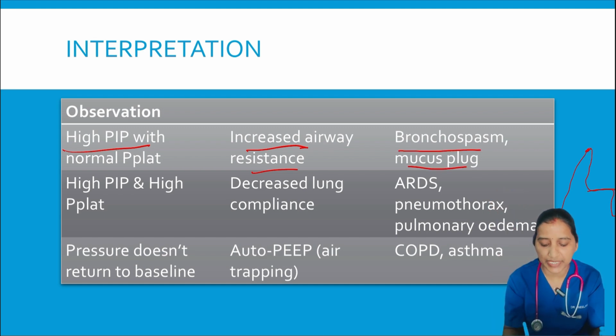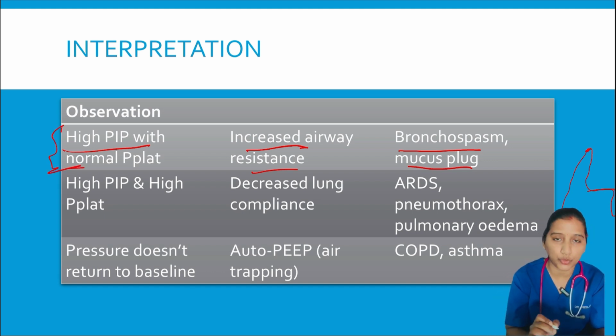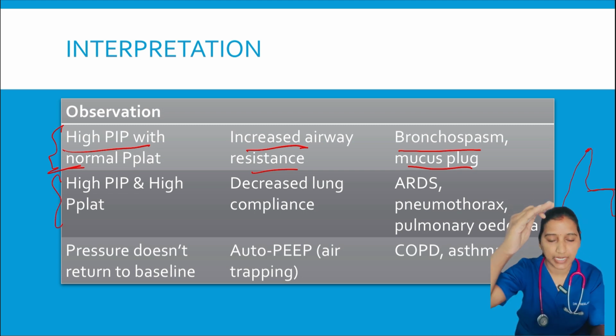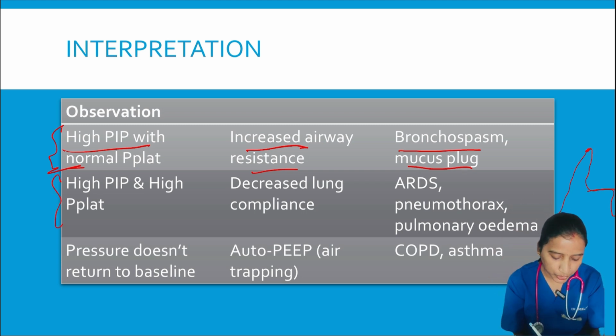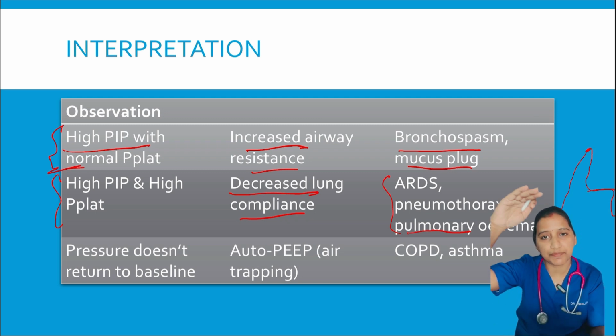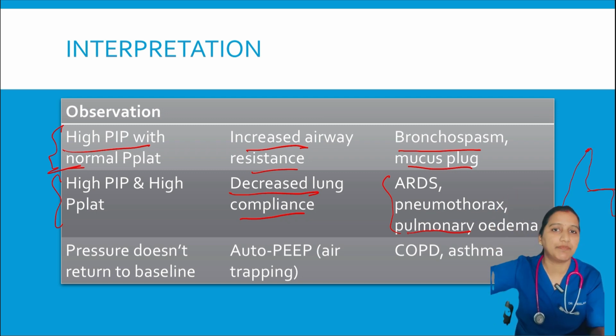That can be seen due to conditions like obstruction in the airway, bronchospasm, or obstruction due to a mucus plug. So these are the things that we have to note. Next, if we see a high peak inspiratory pressure and a high plateau pressure, that would be due to decreased lung compliance, which could be seen in conditions like ARDS, pneumothorax, interstitial pulmonary edema. So these are the reasons where we see a higher peak inspiratory pressure followed by a higher plateau pressure.